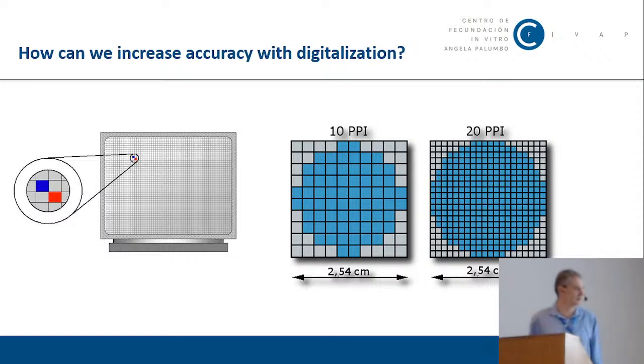Peter told us this morning about the pixel, but I think it's important to refresh this concept. I will try to explain how we can increase accuracy with digitalization. The pixel is the basic unit of the digital image, and if we have a reference measurement, such as resolution, we can calculate the area that a pixel occupies.